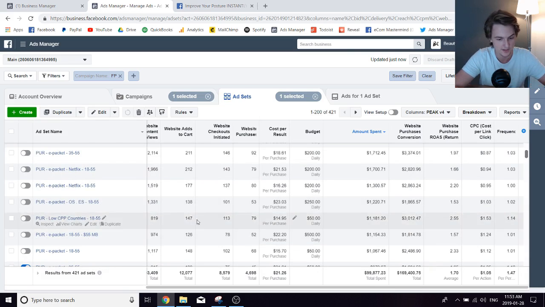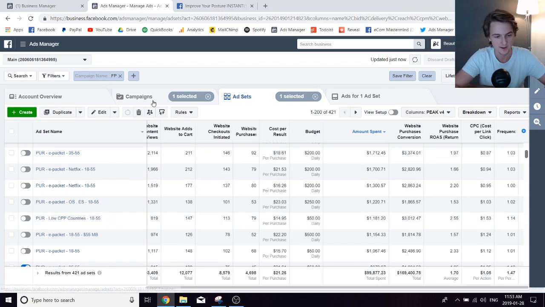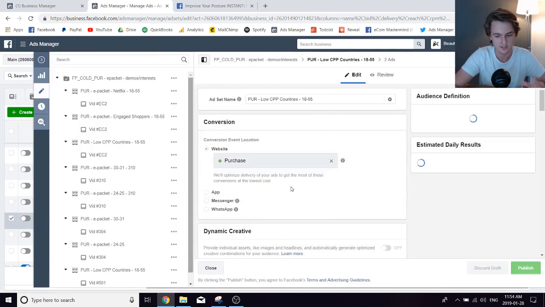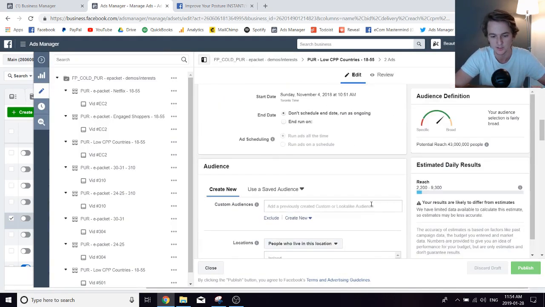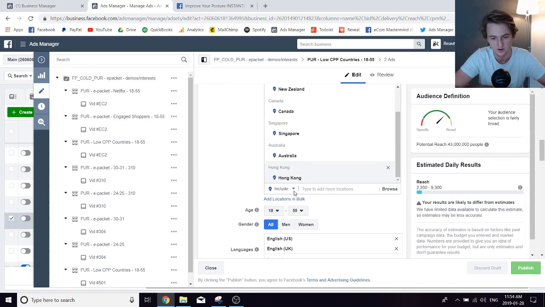And this is another trick that I like to use as well. This is a CPP country, so low cost per purchase countries. So I went out of this campaign and then I broke it down by countries, and I sorted by the highest ROAS, and I picked the top countries that had a decent amount of purchases and a really high ROAS. So in this case, it was Ireland, New Zealand, Canada, Singapore, Australia, Hong Kong.